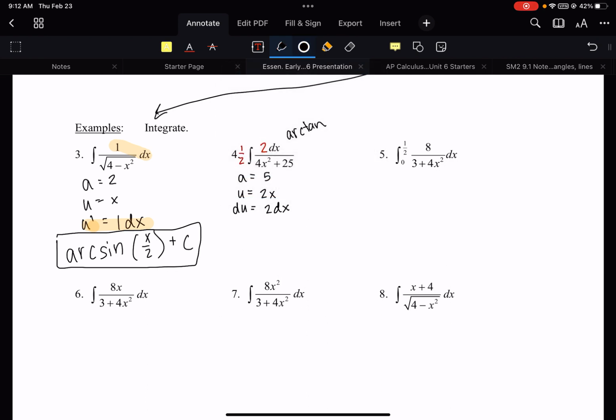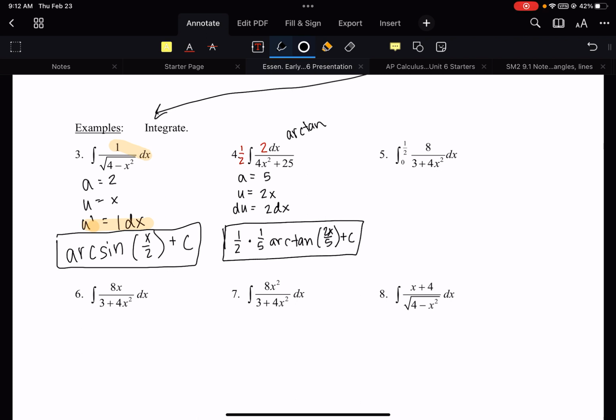So then when I integrate this, I'm going to have the 1/2, and then my formula for arctangent is 1 over a times the arctangent of u over a plus c. All right.